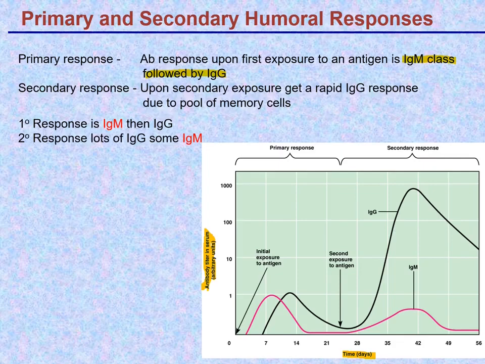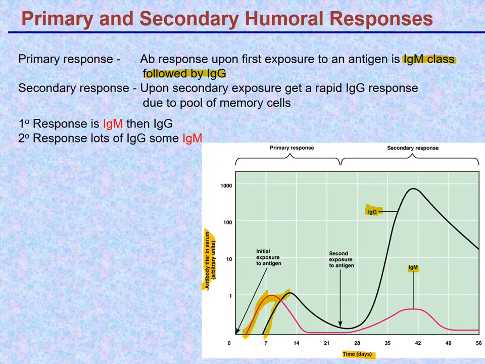So what you have here is initial exposure. IgM production is shown by the red line. IgG is by the black line here. So the initial production is always IgM, and that rises up, and then it's followed by an IgG class antibody.